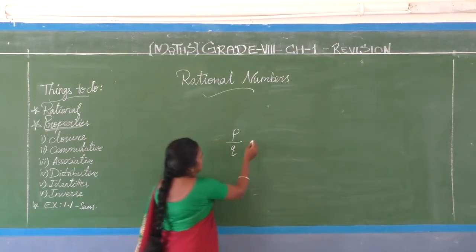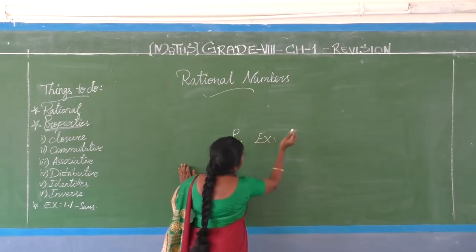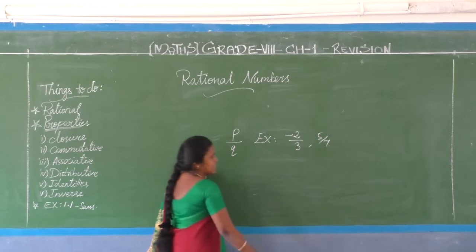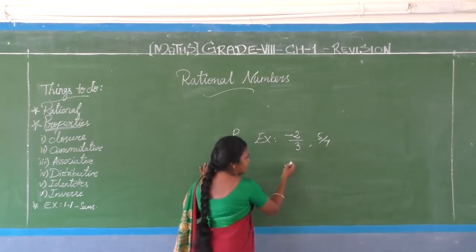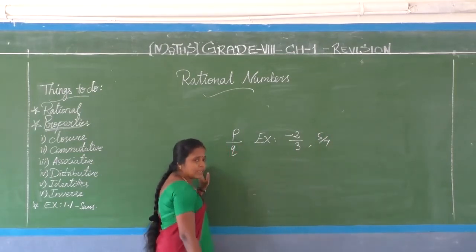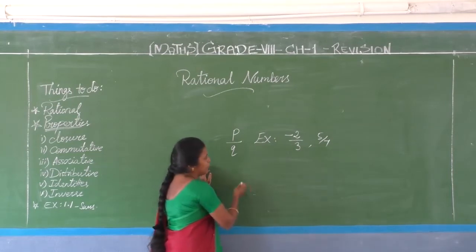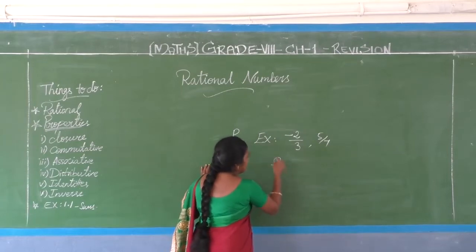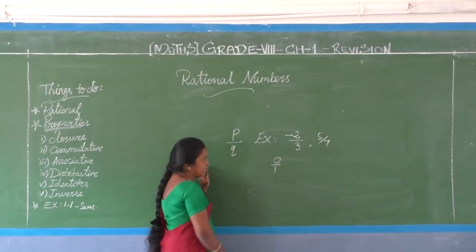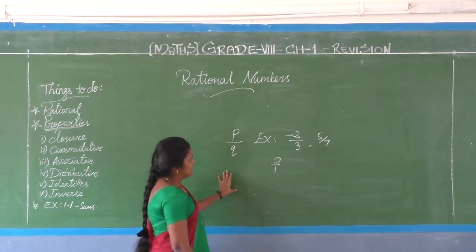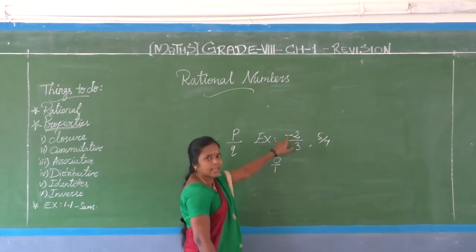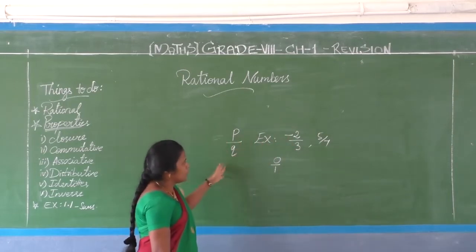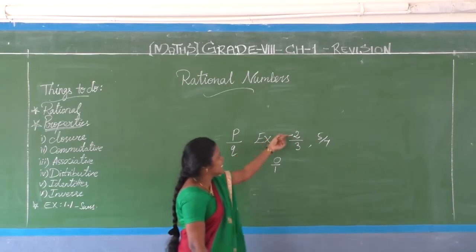Example: minus 2 by 3, 5 by 7, etc. Whole numbers like 0, 5, 4 also can be written in the form of a rational by putting 1 in the denominator. 0 is a whole number, and it can be written in the form of a rational by putting 1 in the denominator. What is a rational number? Fractions with the sign are called rational. The clear definition is that it is of the form P by Q where P and Q are integers.